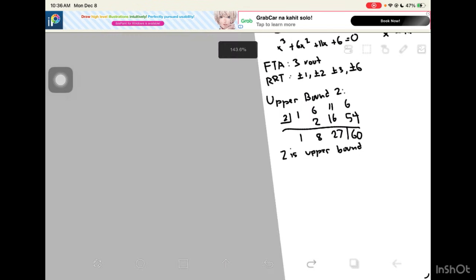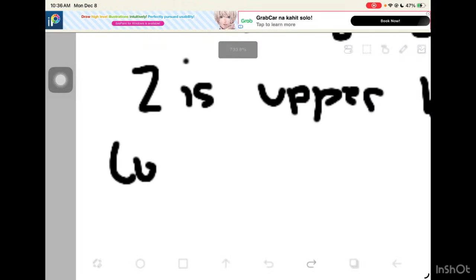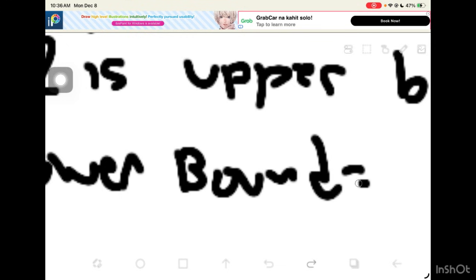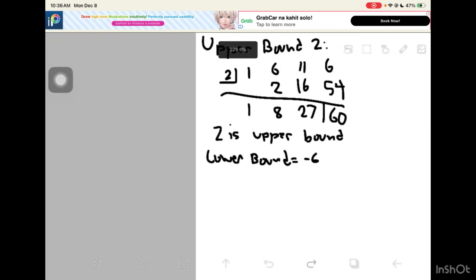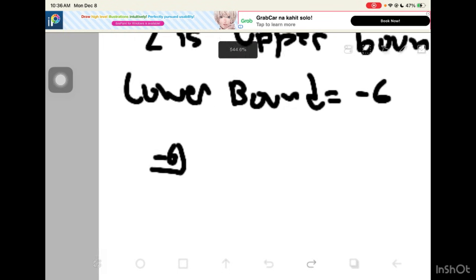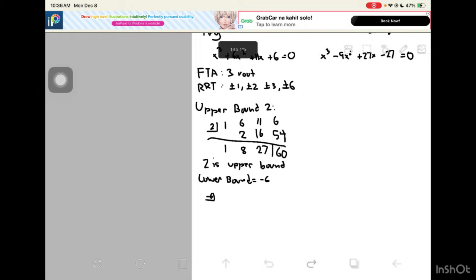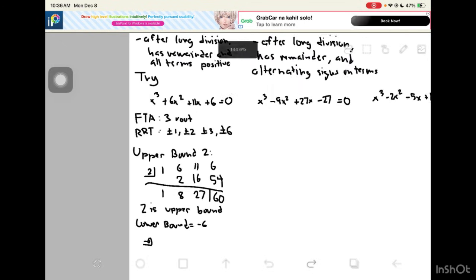How about a lower bound? Let's try negative 6. Okay, negative 6. It's on the extreme end, but at least let's try to eliminate one root so that we are slightly faster. So negative 6.